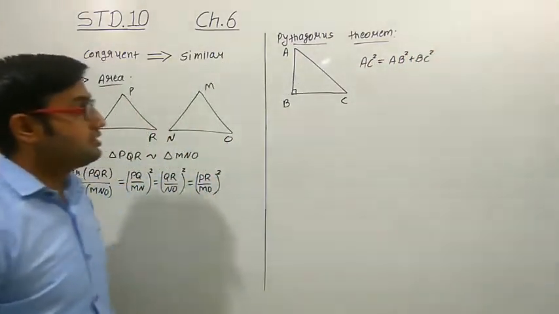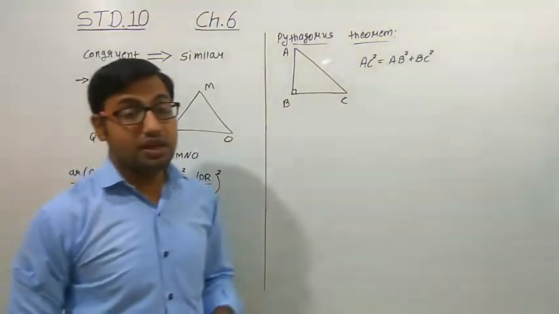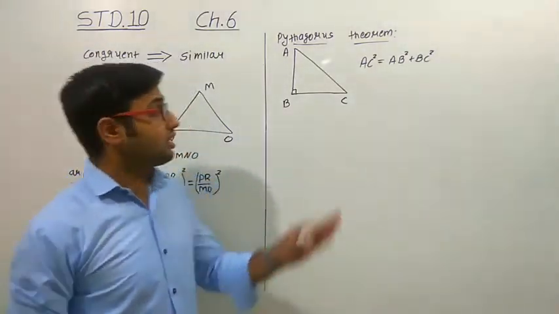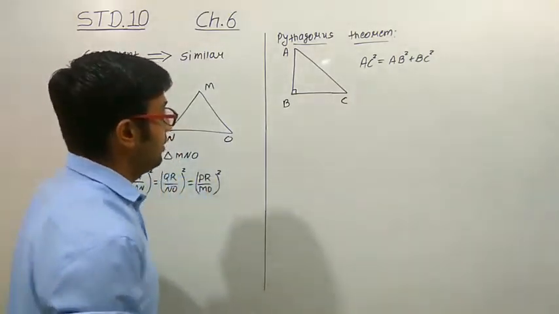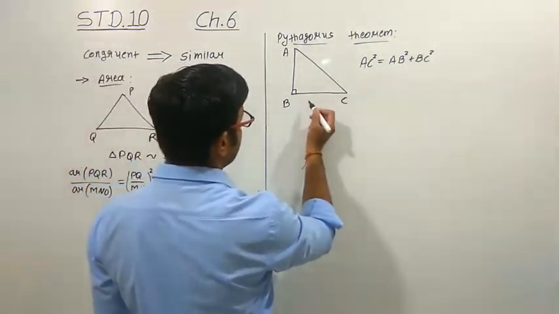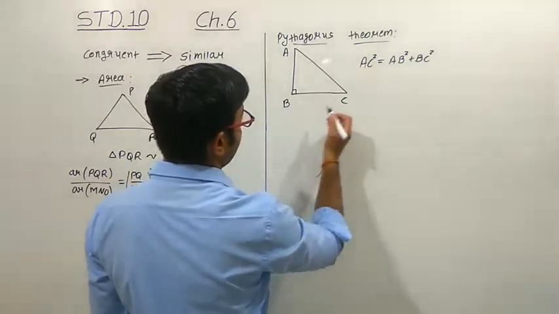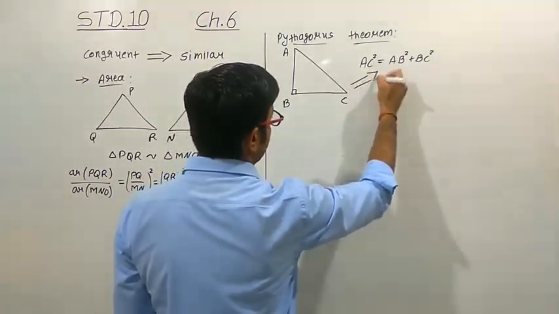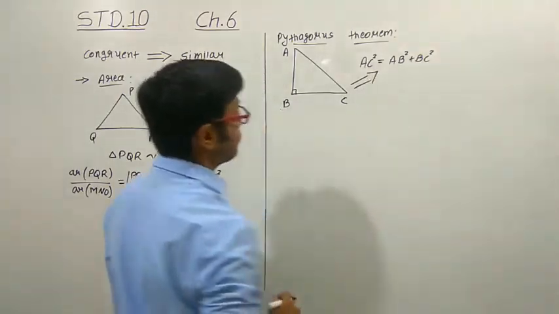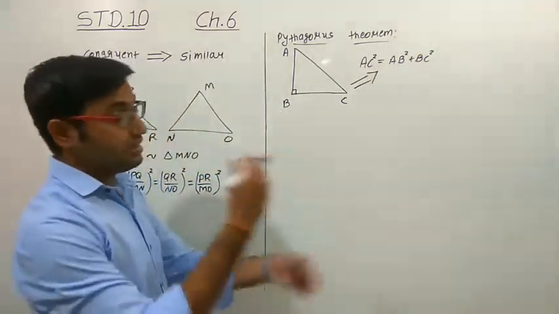This is the Pythagoras theorem. There is also a theorem that is the converse of the Pythagoras theorem. Here the given condition is a right angle triangle. If a right angle triangle is there, we can write down this condition: AC square is equal to AB square plus BC square.